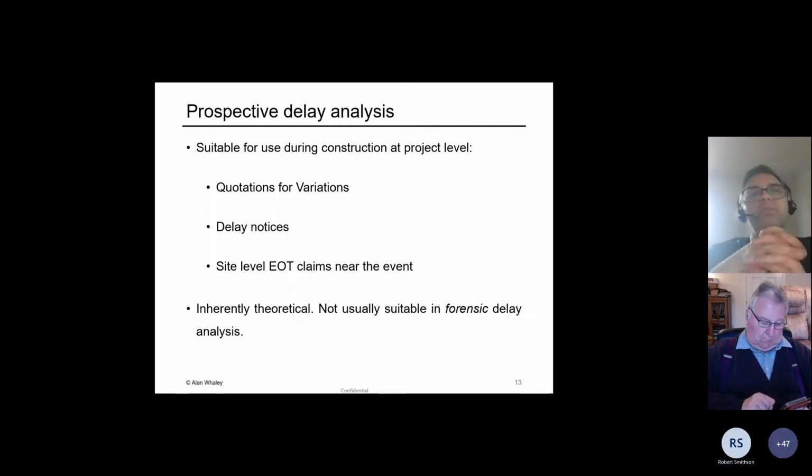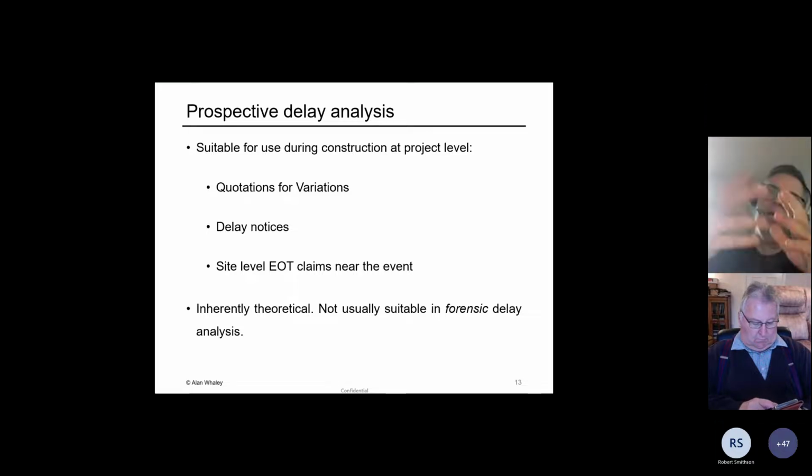And if you're on the project, and you're doing a bunch of EOT claims and you're working with another planner or project controls manager, no problem, do a prospective delay analysis as long as you're doing it near the event. The challenge here, though, is that these prospective delay analyses are, as it says on the tin, theoretical. They're inherently theoretical forms of analysis. What tends to happen is that the contractors tend to like prospective delay analyses because they tend to show more delay, let's say, than was actually incurred if we look back.